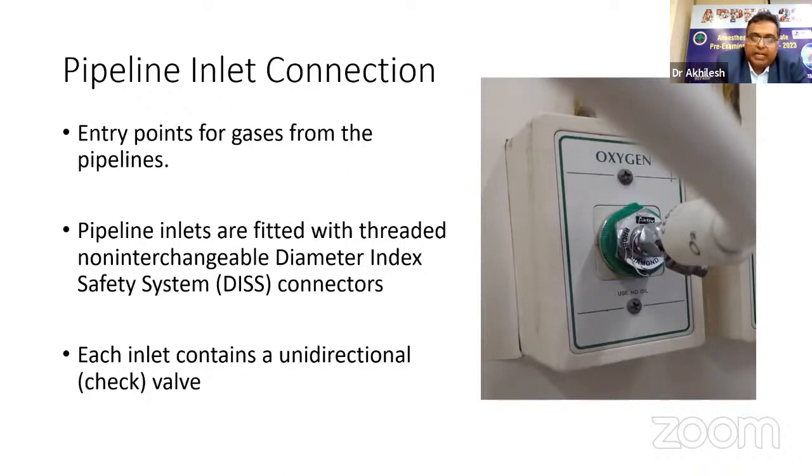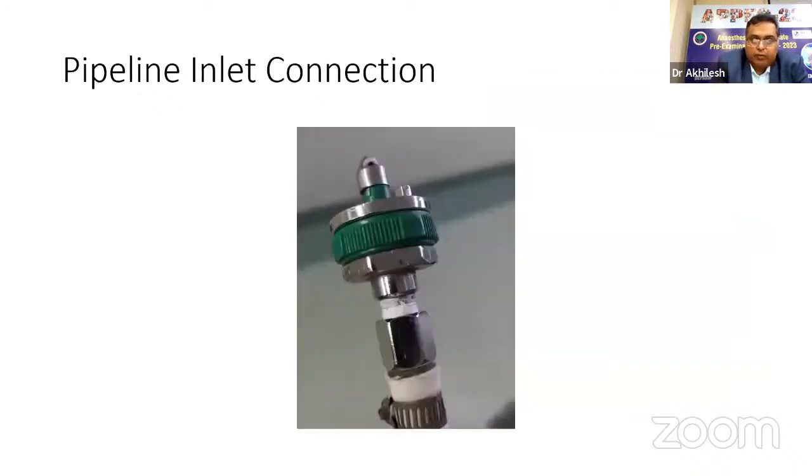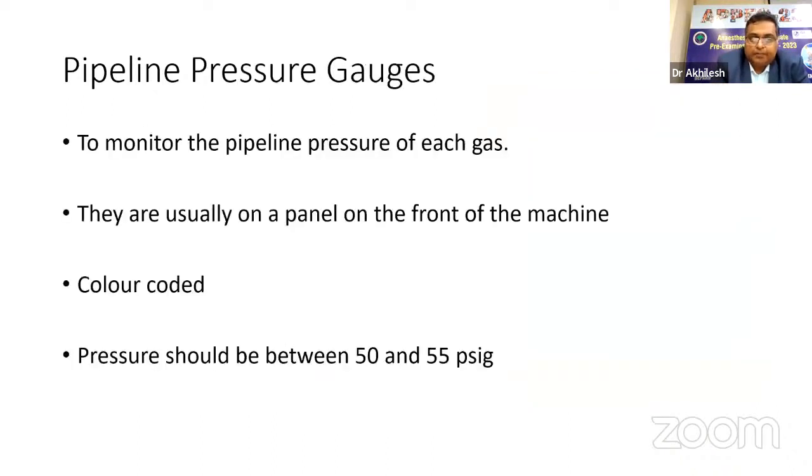If you have attached two cylinders and open both the cylinders, then gas can go from one cylinder to another cylinder. So to avoid that, there is a unidirectional flow. So again, in the pipeline system, there is a unidirectional flow. This is the pipeline inlet connection.